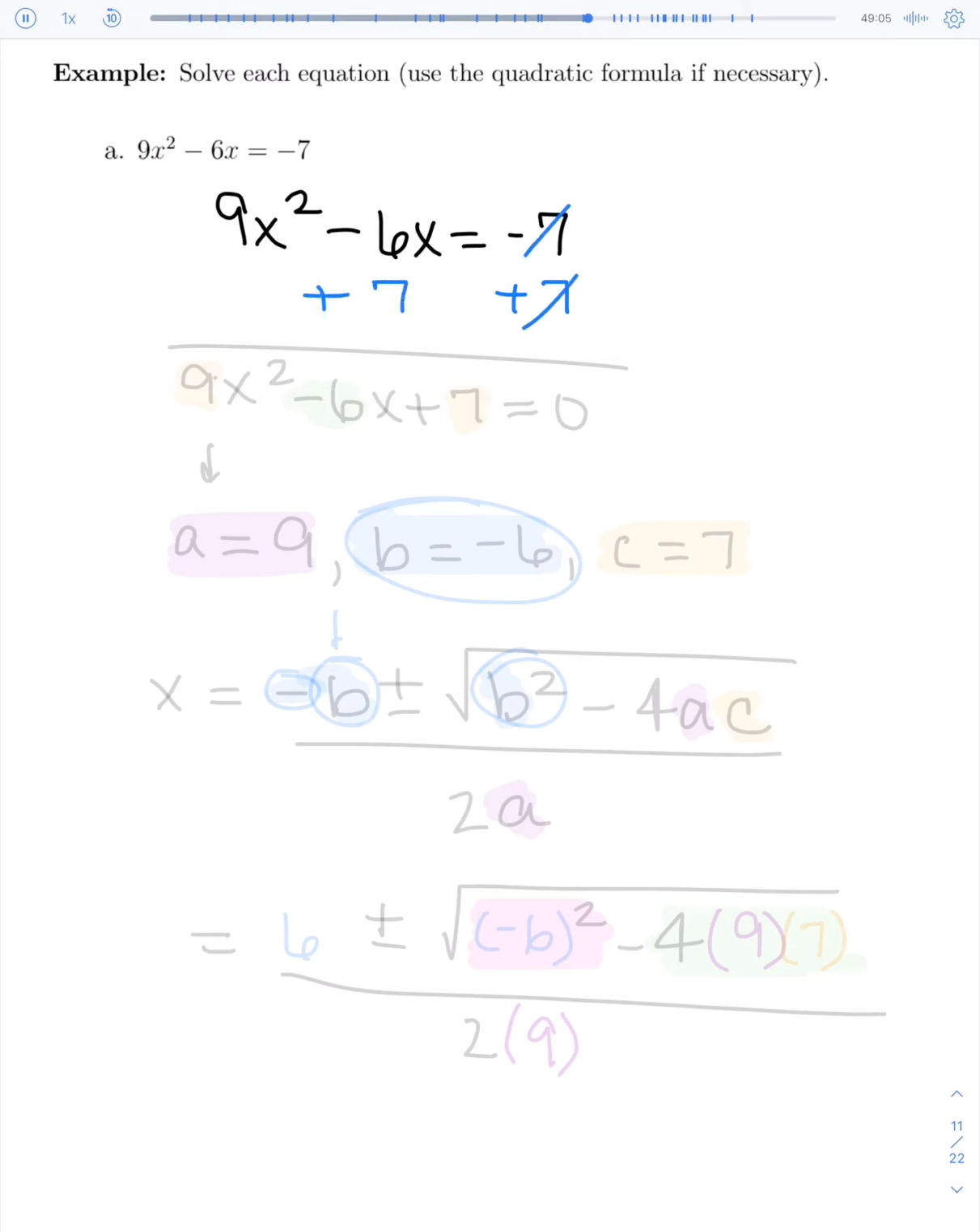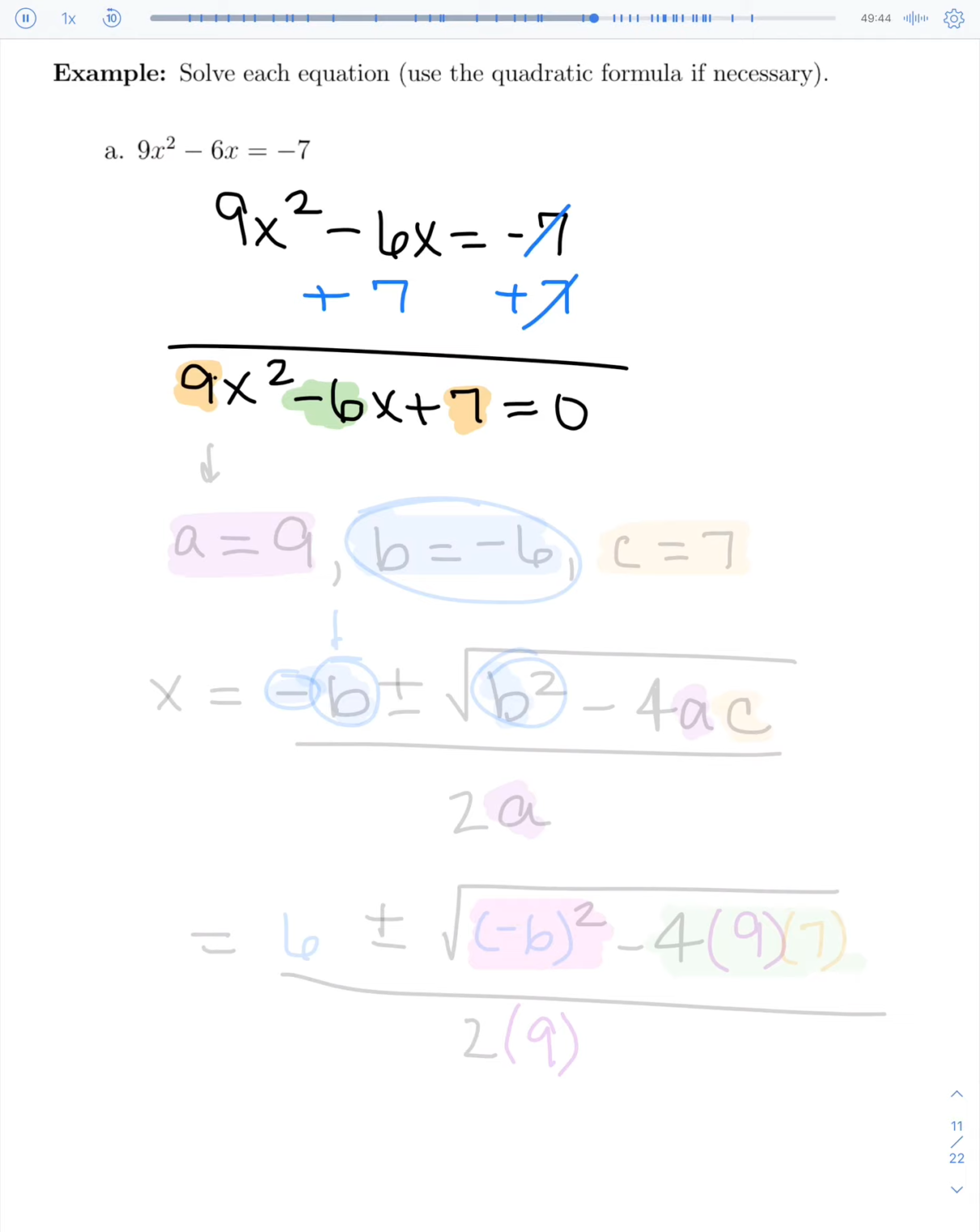And now we've got 9x squared minus 6x plus 7 equals 0. And the hope would be that we could factor this, but in order to factor this, you'd be looking for two factors of 9 times 7, which is 63, that add up to the middle number, which is a negative 6. And there are no two factors of positive 63 that add up to a negative 6. That's how you know that this doesn't factor.